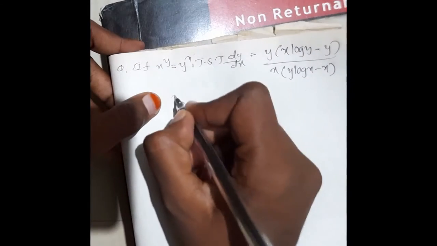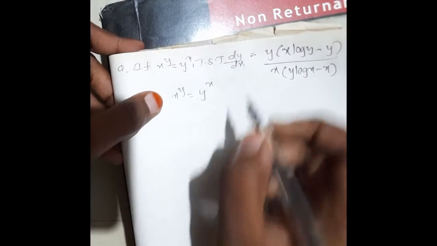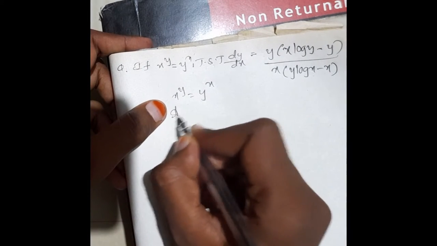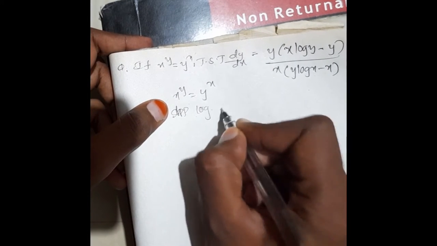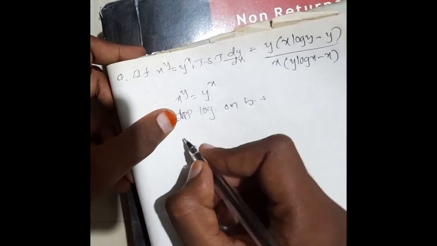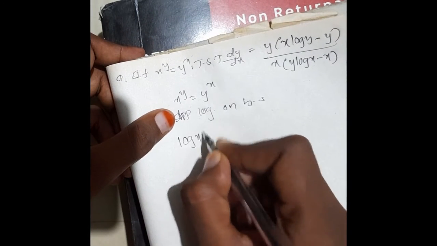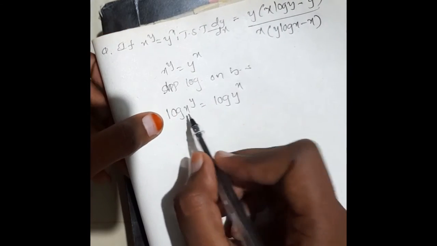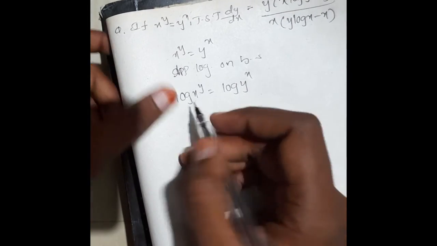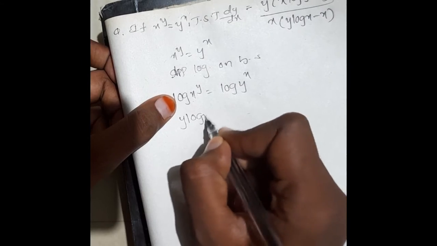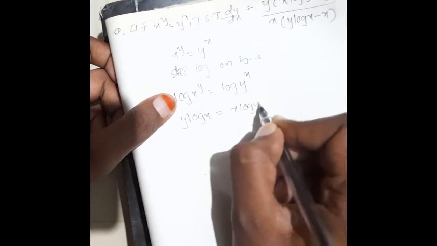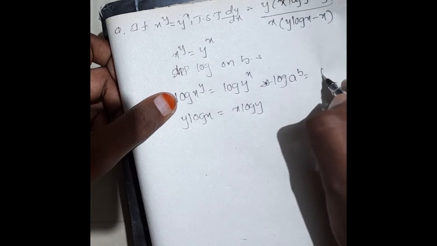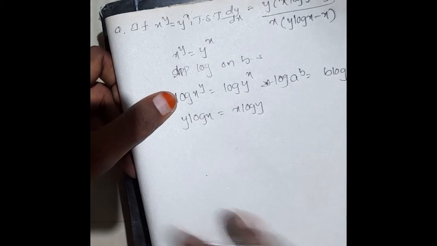So now it is given that x to the power y equals y to the power x. Applying log on both sides, log x^y equals log y^x. Now the property which we used in the last two problems, that is y log x equals x log y. How is it? Because log a to the power b equals b log a.